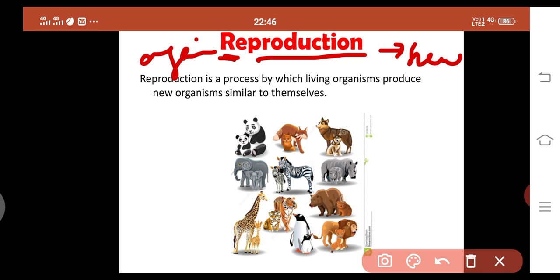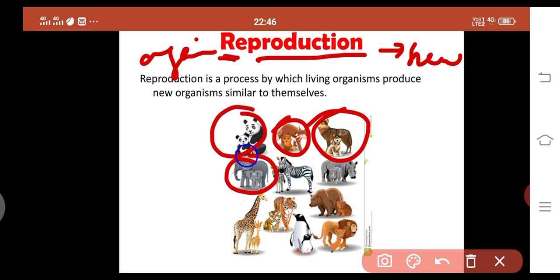We humans mostly don't look identical, but here in the image you can see the animals and their young ones look alike, almost exactly the same. The kitten will look like the cat, but there might be some differences in the fur patterns. The puppy will look like the dog. They look identical to their parents, but it does not happen with human beings.